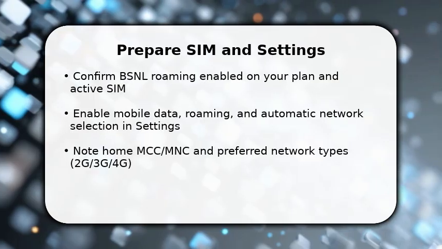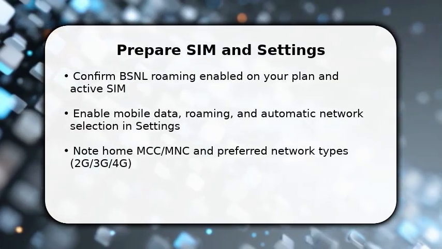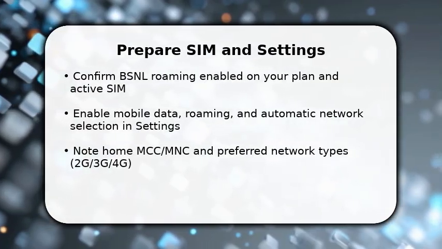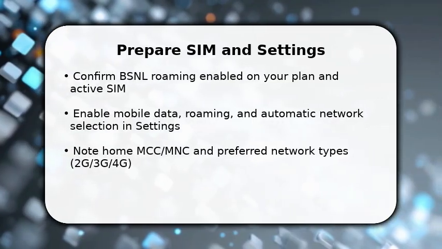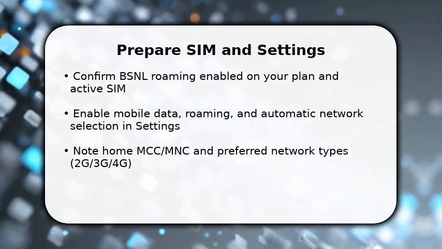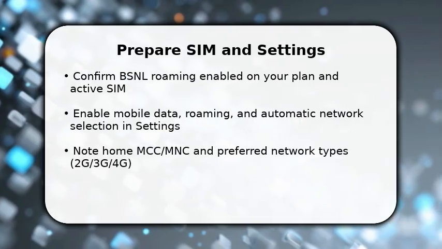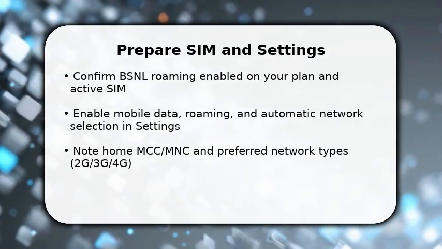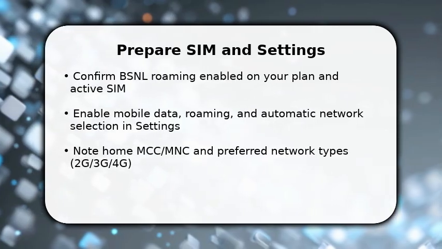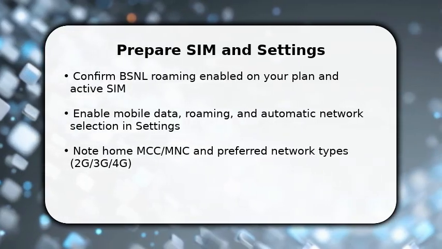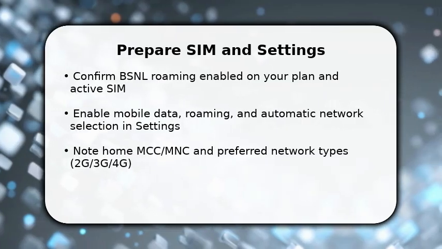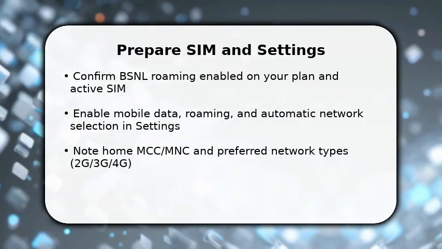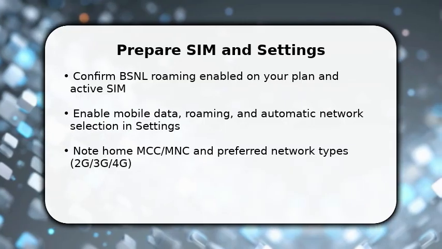You have the SIM and plan ready. Start by turning on mobile data and enabling voice and data roaming in your phone settings. Once done, switch network selection to automatic so the handset can find partner networks. This avoids manual mismatches. Make sure your preferred network type matches what roaming partners support. If your device is set to 4G only and partner uses 3G, you won't connect.